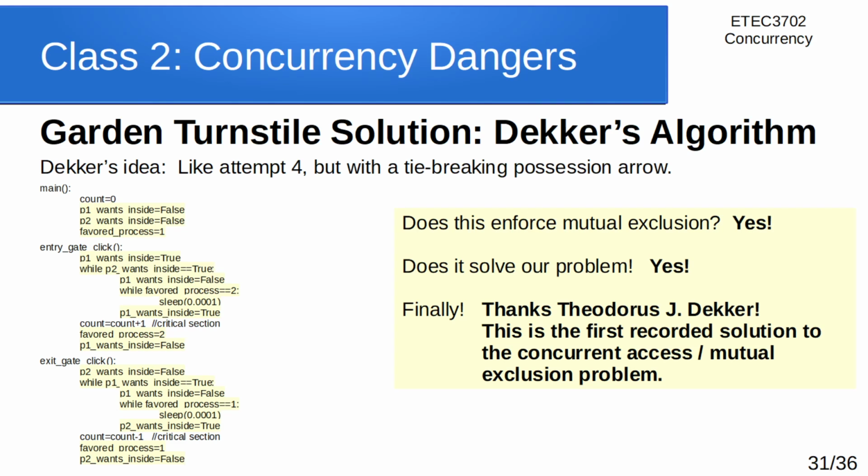And then we trade that off just like a possession arrow in basketball. If process 1 gets there first, it says, I have the possession arrow, I'm going to go, you're going to wait. And then when process 1 is done, it gives the possession arrow to the other guy. So the next time there's a tie, the other guy goes. That makes it completely fair. Does that enforce mutual exclusion? Yes. Does it solve our problem? Yes. Let's take a quick look at what happens.